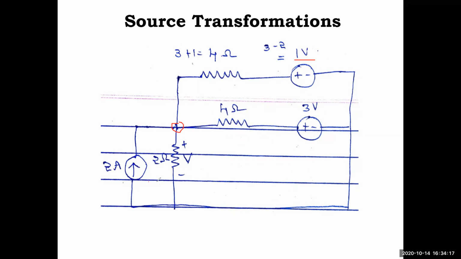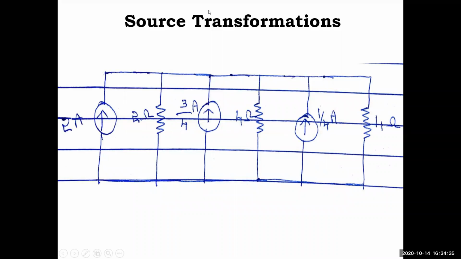So this is as it is, we are not going to touch this. We will make current source now. So current source V by R, 3 by 4 amps, and this is 1 by 4 amps, and 4 ohm resistor will be in parallel. Okay, simple one. So then that circuit will be shown next.